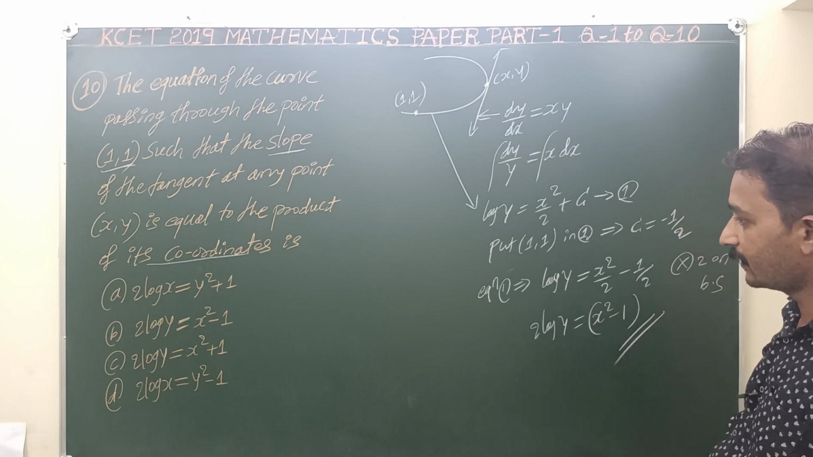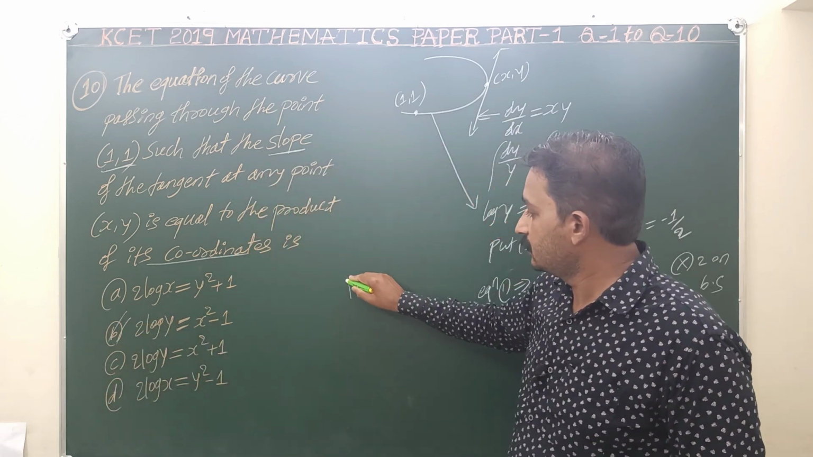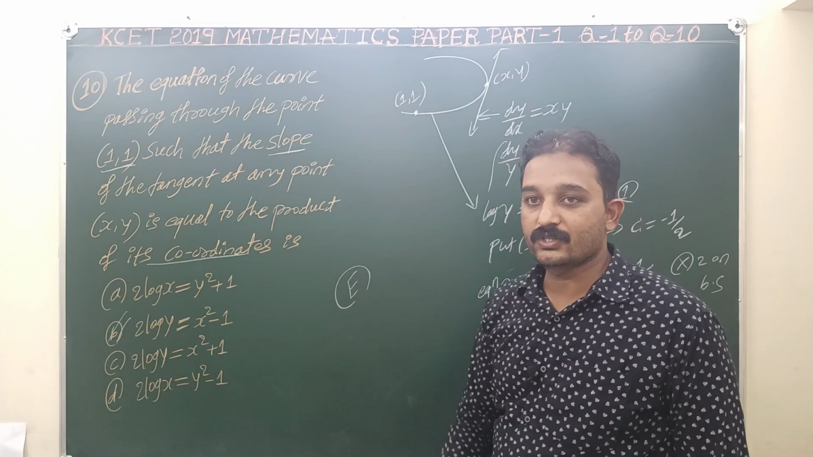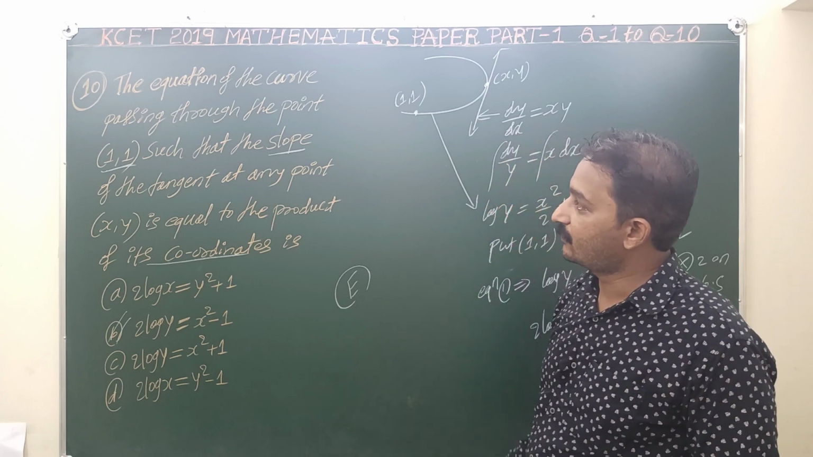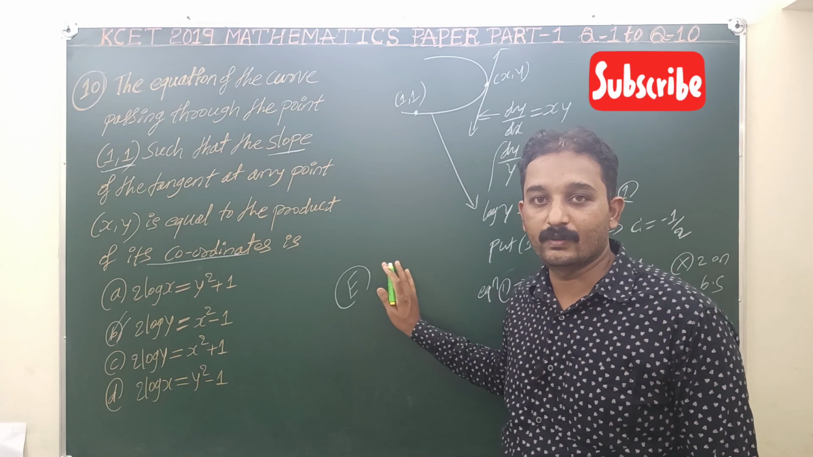So 2 into log y is equal to x square minus 1. Option B is correct. This is an easy question. Most of the students solve this question, but this type of question also comes in the theory examination. It carries 3 marks. Here it carries 1 mark. Take down.